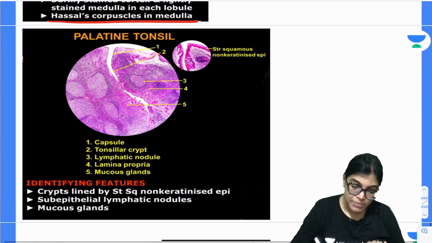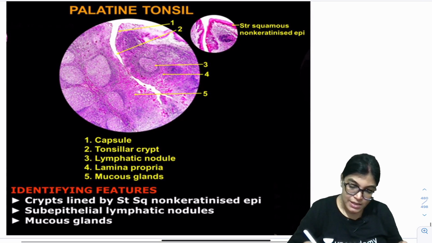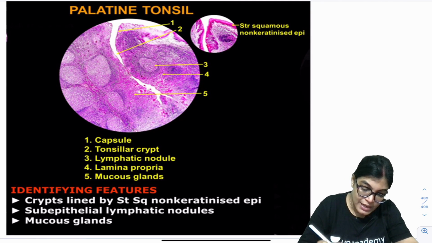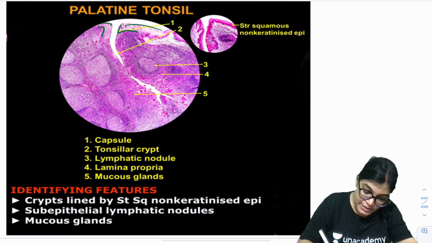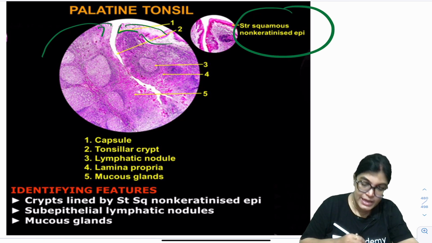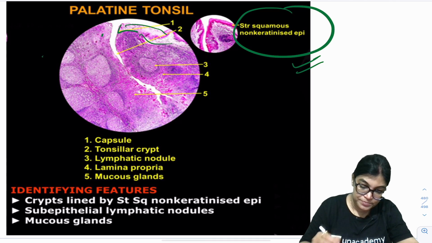Okay, so let's talk about the palatine tonsil. Let me just highlight this. The first and very important feature is the lining epithelium, which is multi-layered, as you can see here. And what is its type? It's stratified squamous non-keratinized epithelium.